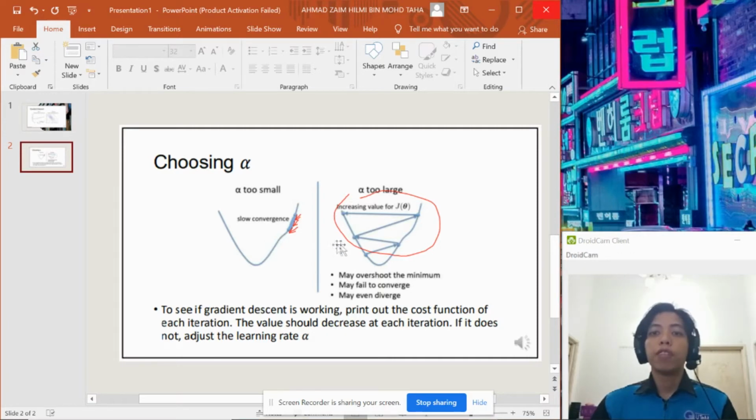However, if alpha is too large, gradient descent can overshoot and may even fail to converge, or diverge. If we take a huge step, the cost function gets worse as it gets further away from the minimum. This is what we call overshoot.